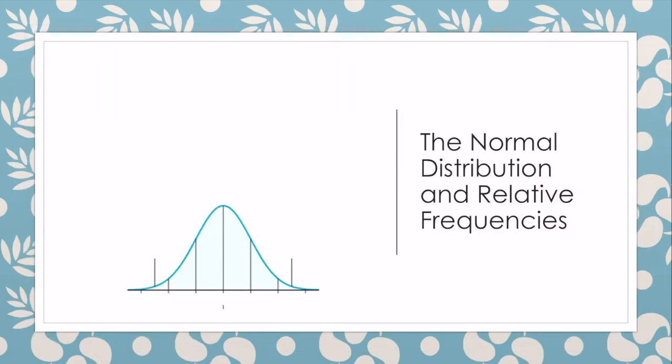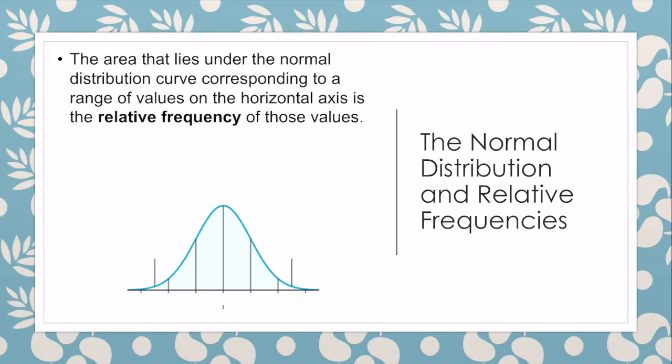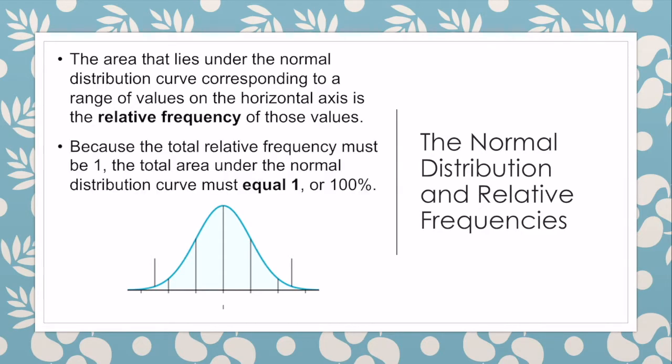So let's talk about the normal distribution and relative frequencies. The area that lies under the normal distribution curve corresponds to a range of values on the horizontal axis, and it is the relative frequency of those values. Because the total relative frequency, remember we made it relative, so we divided it by the total number of pieces of data, is 100%. The area under our curve is 1. If there's one key takeaway from this section, it's that the area under a normal curve is 1.